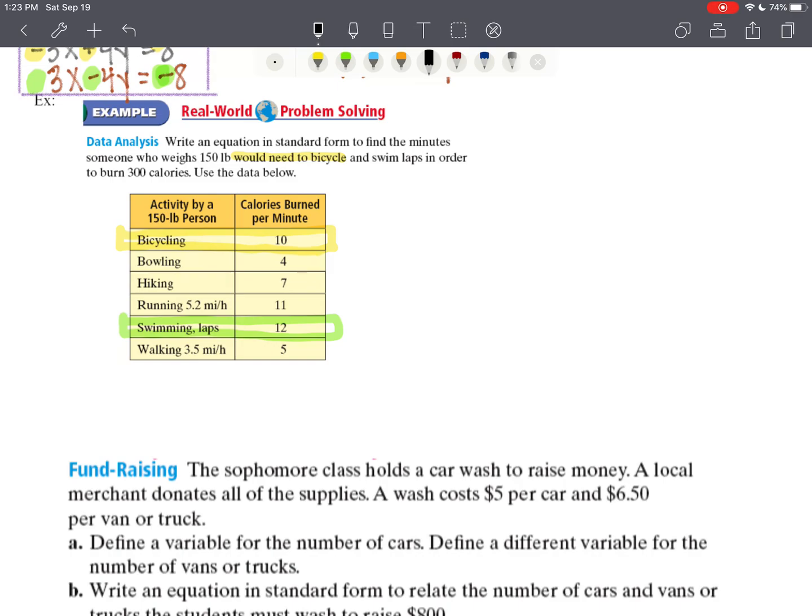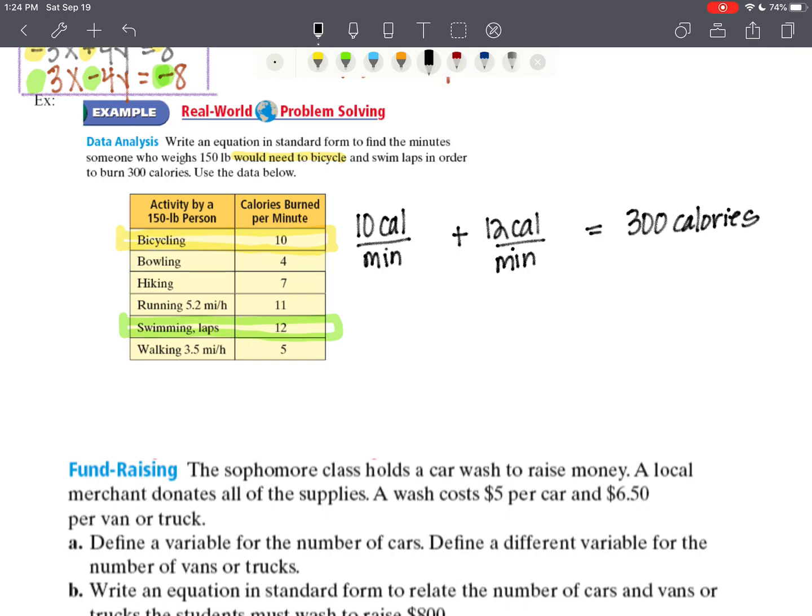Well, bicycling, you burn 10 calories per minute. Swimming, you burn 12 calories per minute. So 10 calories per minute, and we're going to add to that 12 calories per minute. And that's going to equal a total of 300 calories. Well, that's not going to work. Calories per minute plus calories per minute equals calories? No, the minutes have to go away.